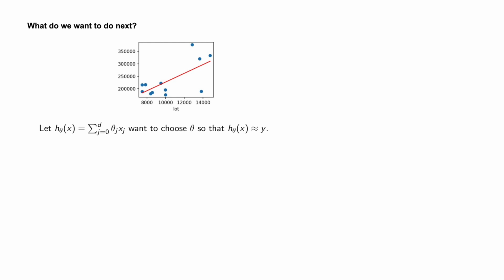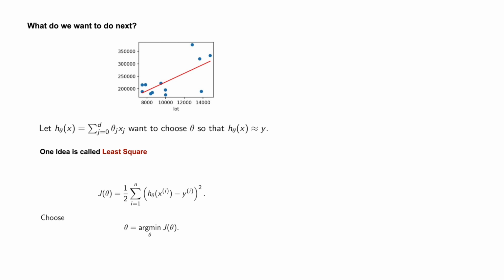Okay, so what do we want to do next? I think it's very clear, right? We want to get the trained hypothesis, right? Because we have some random hypothesis till now. So we can say that we want to choose theta so that h of x will be likely to y, or similar to y. You can read this symbol as likely to y or similar to y. So our task is choosing theta.